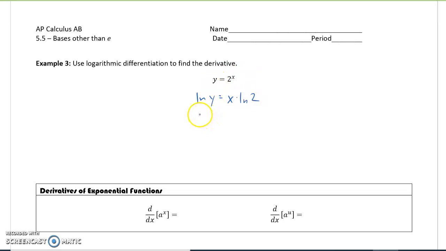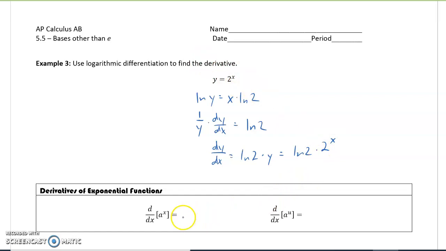And then when we differentiate this, we get 1 over y times dy dx equals, well, don't think about the product rule here because natural log of 2 is just a constant that's being multiplied by x. So we'll go ahead and just say that this is natural log of 2, right? This is just like the derivative of 2x is 2. The derivative of natural log of 2 times x is natural log of 2. So dy dx equals natural log of 2 times y. But we know that y is the same thing as 2 to the x.